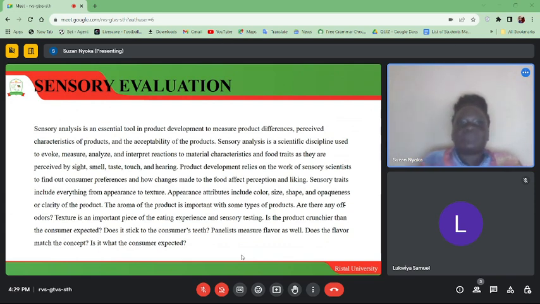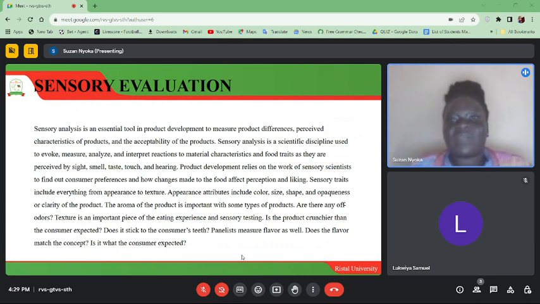In sensory evaluation, of course, we're just going to look at those different attributes or characteristics of the product, such as the color, the size, the shape of the products. You're going to look at the mouthfeel, how they feel, the taste, or the textures, and all that.